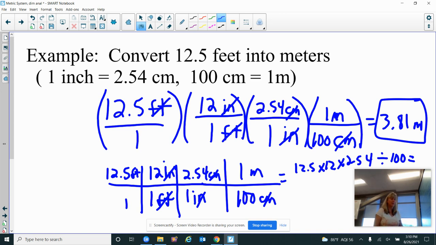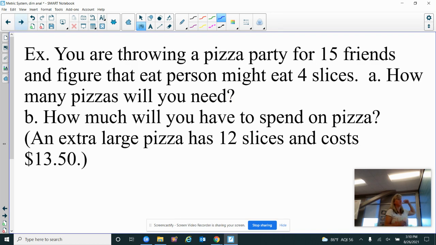Okay. And this is really useful. I've had people tell me all the time that they use this in physics. They go on to college and use this. So conversion factors, following the units is so helpful. You can even use it in math story problems. So like this problem, you're throwing a pizza party for 15 friends and figure out each person might eat 4 slices. How many pizzas will you need? And then how much will you have to spend on pizza? Side note, an extra large pizza has 12 slices and costs $13.50.